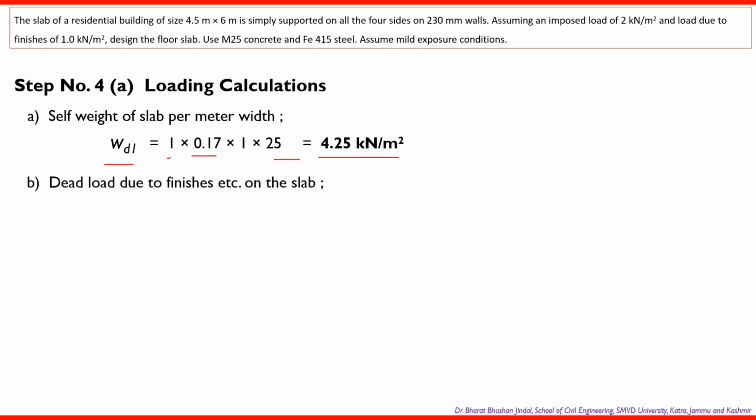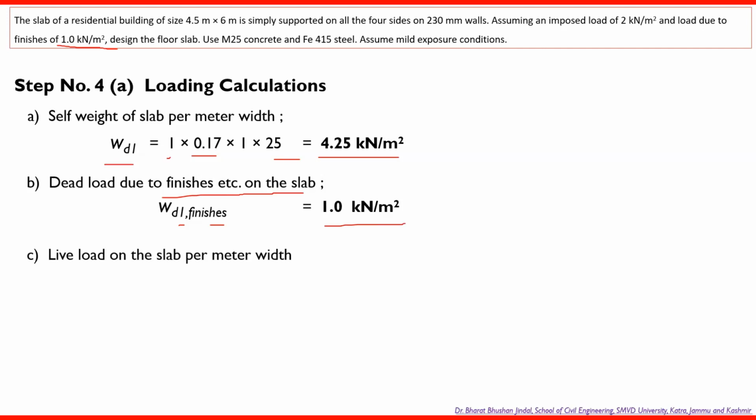The second point is the dead load due to the finishes, whether it is given in the statement or we have to assume. Since the information is available in the statement itself, the dead load due to finishes comes out to be 1 kilonewton per meter square. The third point is the live load on the slab per meter width. Again, the live load is also given in the statement, 2 kilonewton per meter square. So we can take that value, W live is equal to 2 kilonewton per meter square.